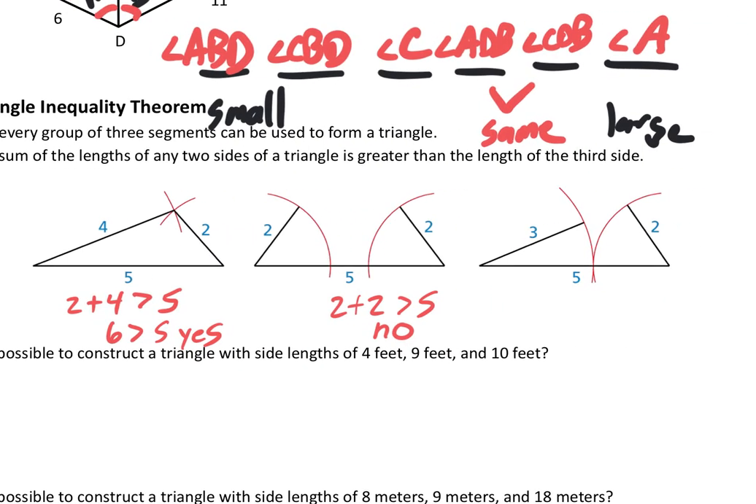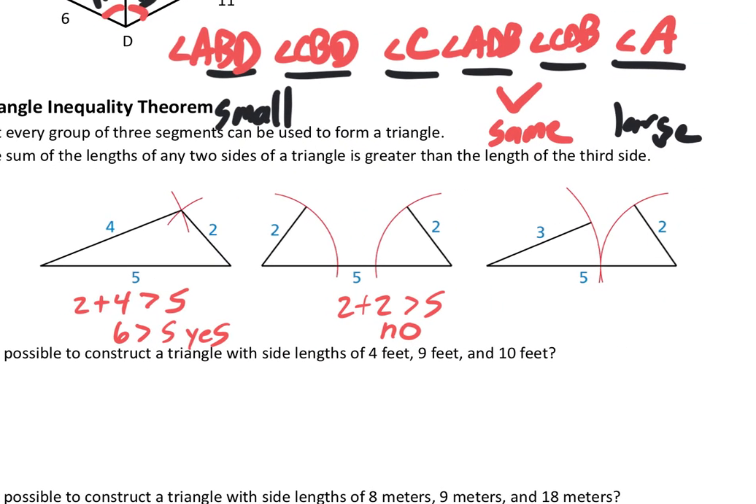Okay, the one that's a little bit tricky is, it looks like these 2 will eventually meet, but they get really close, but they don't quite get there, okay? Because 3 and 2 must be bigger than 5. So it's going to get really, really close. But if it's not bigger than 5, if it's not bigger than the biggest, it will not make a triangle.